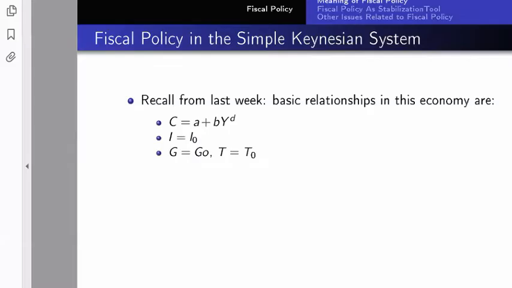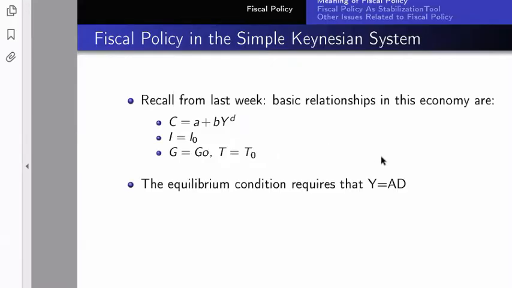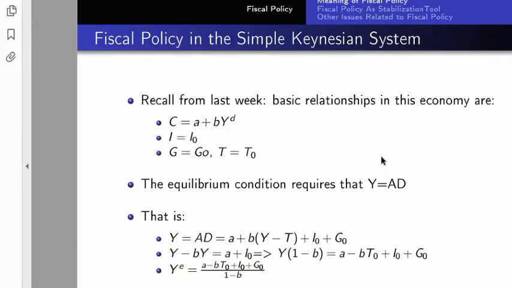Recall from last week the basic relationship that exists in the economy. We are saying that consumption, C, depends on disposable income. This is autonomous consumption, the value of consumption when disposable income is 0, and this is the marginal propensity to consume. We are assuming there is an investment function, but we are assuming it to be exogenous, so that we use I naught to represent it, and G naught too. So this is a very simple economy. In equilibrium, we require that aggregate demand is equal to income, and we know how to compute aggregate demand.